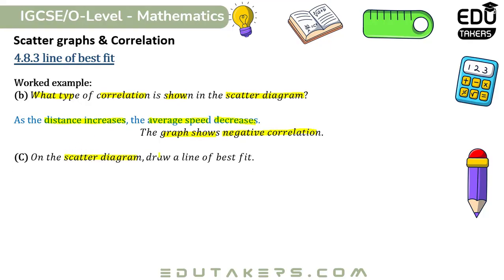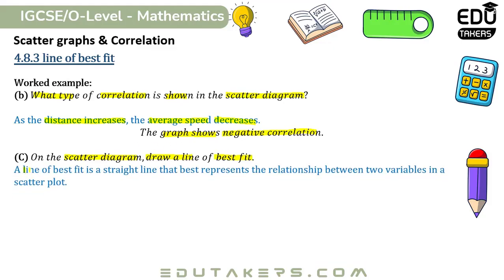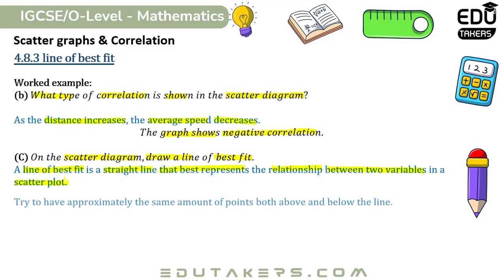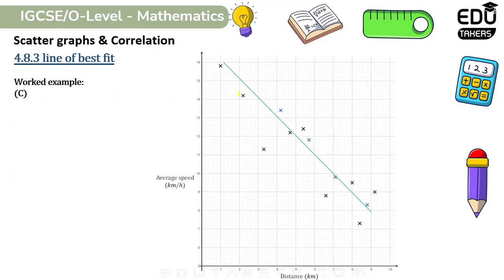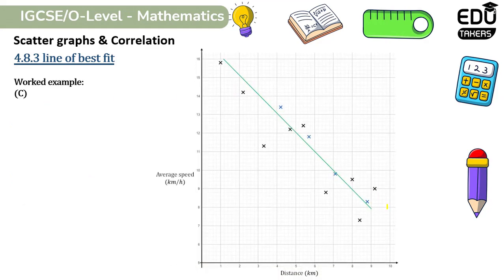On the scatter diagram, draw a line of best fit. A line of best fit is a straight line that best represents the relationship between two variables in a scatter plot. Try to have approximately the same amount of points both above and below the line, as shown in the diagram. This is the line of best fit.